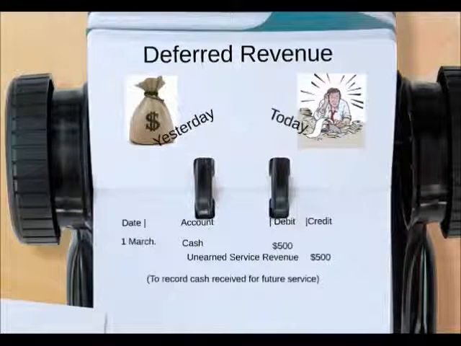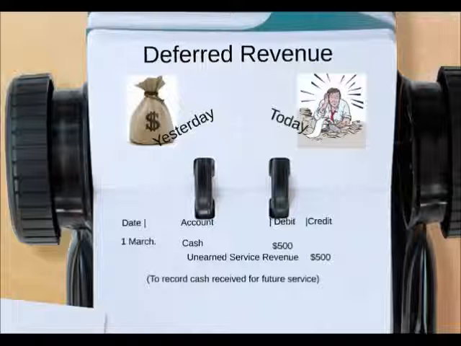A deferred revenue is when cash is received before the revenue is earned. On the 1st of March, John pays a cleaning company $500 to clean his house during the month of March. The cleaning company's general journal is as follows.